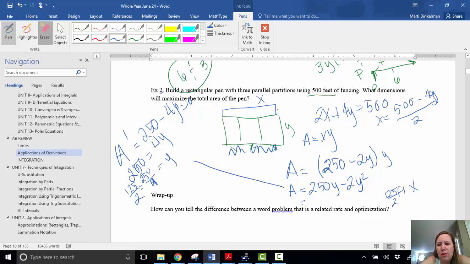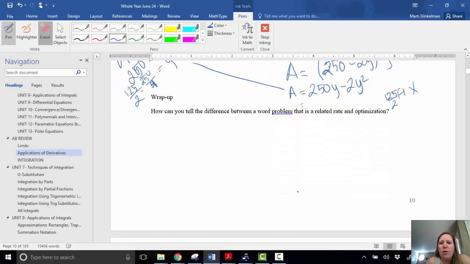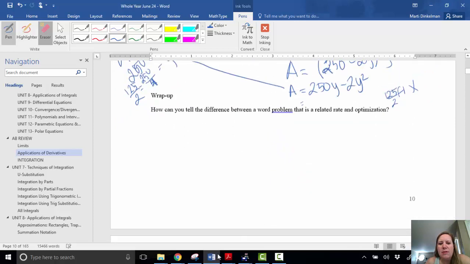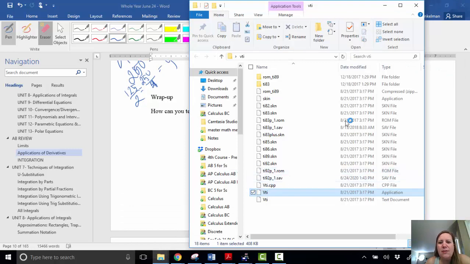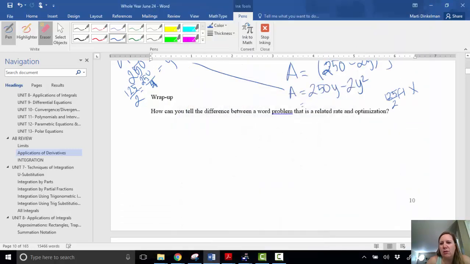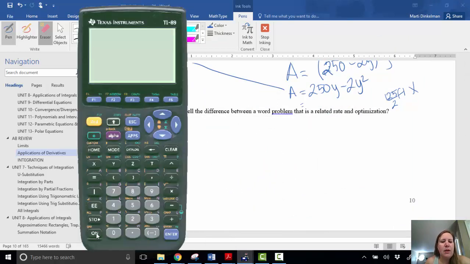So probably would be nice to have the calculator right now. I'll let you go ahead and do that on the calculator and figure out what that is. And then real quick wrap up before you move on to the assignment, and maybe I'll see if I can grab my calculator while we're having this chat. So how do you tell the difference between a related rate and an optimization problem? So that's something I want you to think about. Oh, there is my calculator. Okay. Oh, nope, it doesn't want to work.